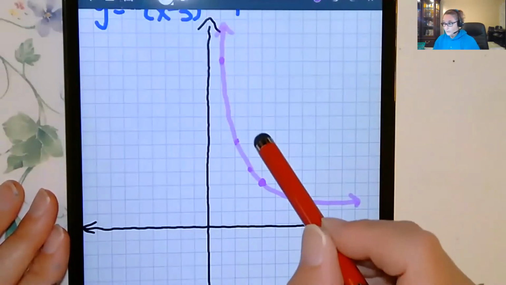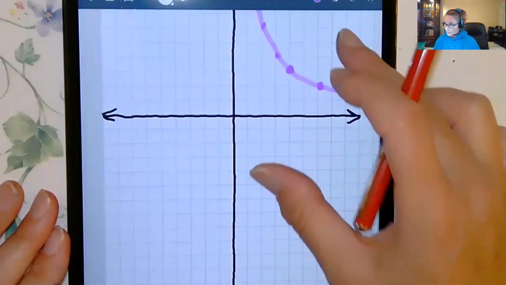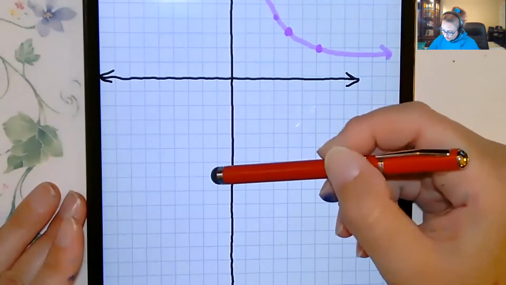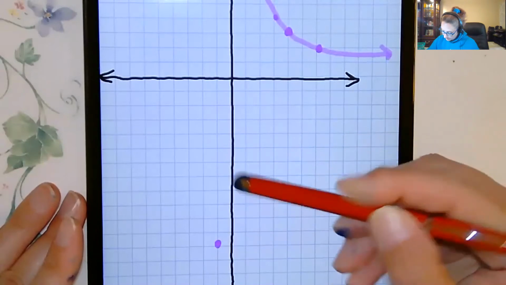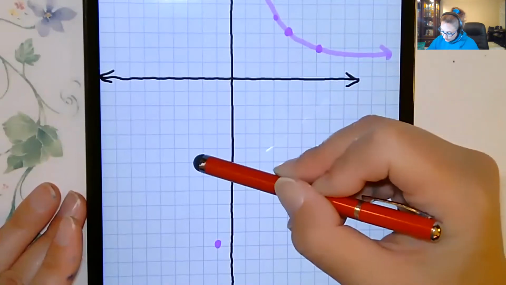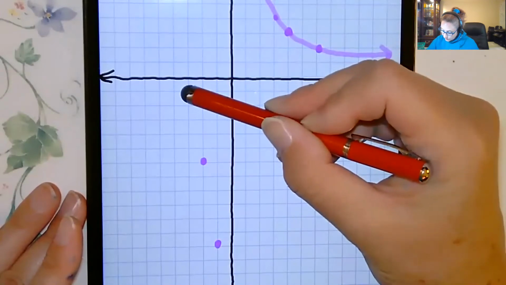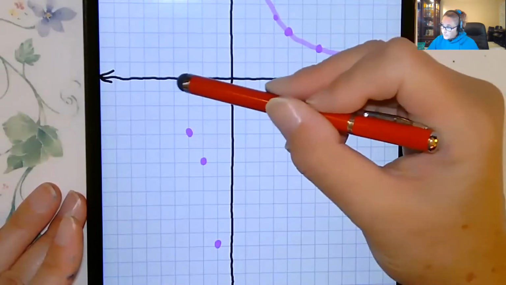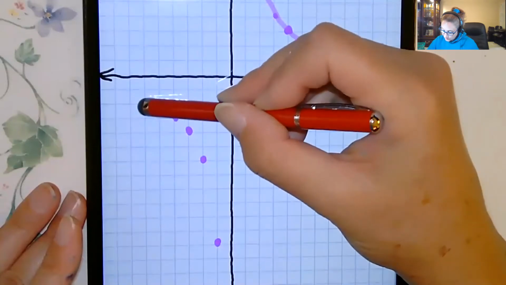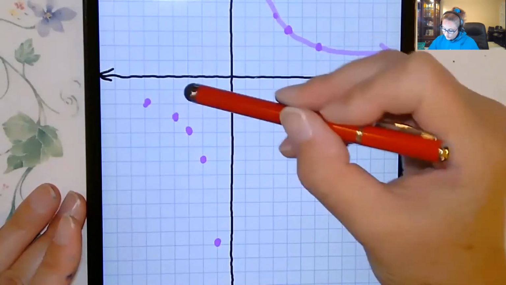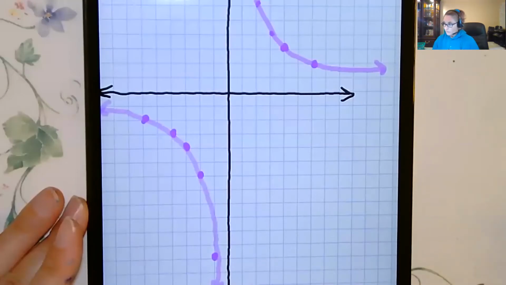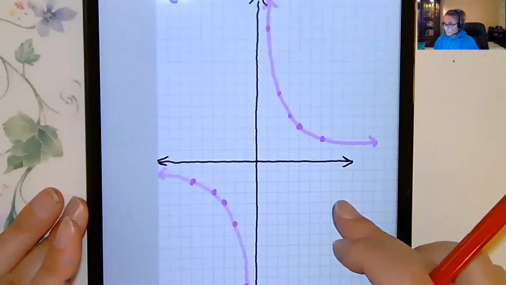So this was all positive times positive. Again, I'm still trying to multiply and get 12, so I can take a negative 1 times a negative 12. And negative 2 times negative 6. Negative 3 times negative 4. Negative 4 times negative 3. Negative 5 is not nice. Negative 6 is negative 2. And then negative 12 would be negative 1. Okay, and let me connect that. So there is my y equals 12 over x.